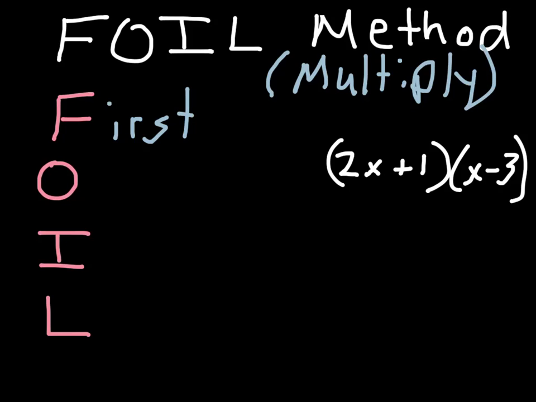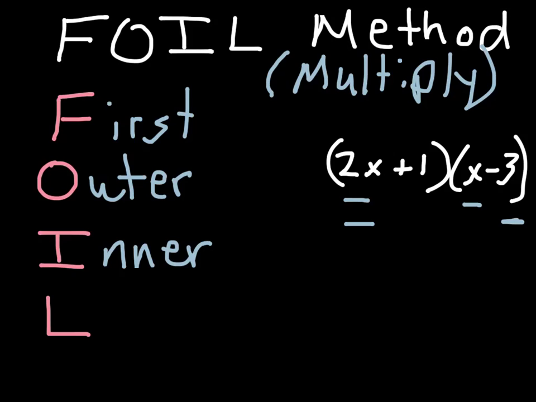Now to the right I have two binomials. I have 2x plus 1 and x minus 3. The first term in each of those binomials would be the 2x and the x. Now the O stands for the multiplication of the very outer terms. In the example to the right, the very outermost terms are the 2x and the negative 3. They're on the very outermost of that problem. The I stands for the multiplication of the very inner terms, and the very innermost terms would be the 1 and the x. The L stands for the multiplication of the very last term in each binomial. So the 1 and the 3 are the very last terms.